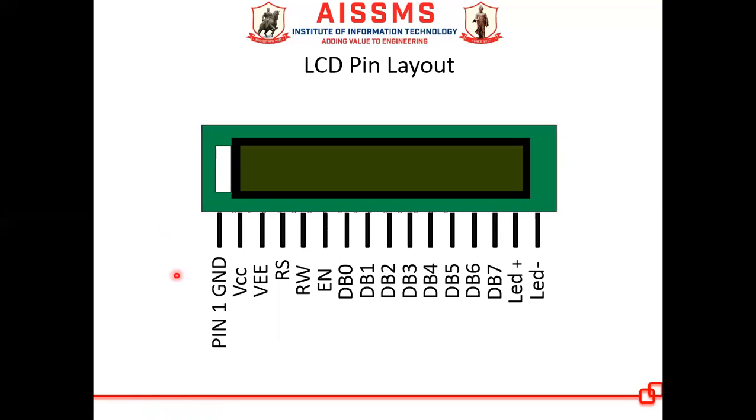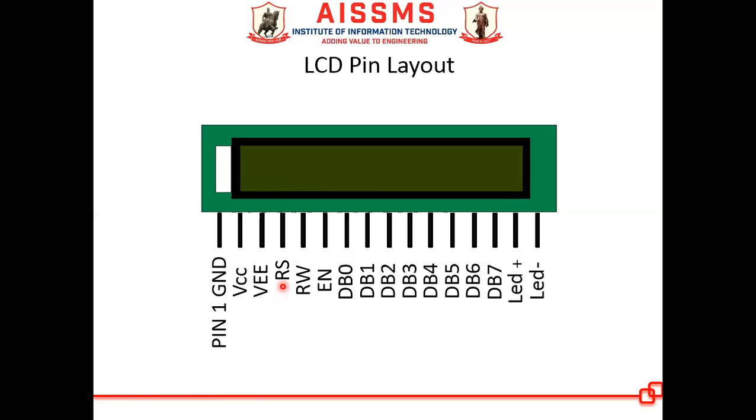So this is a typical layout of a 16 by 2 LCD. The first pin is a ground pin. The second pin is VCC. It works on a 5-volt DC supply. Then VE is the contrast control pin, so you can vary the voltage given at VE to adjust the contrast of the characters.